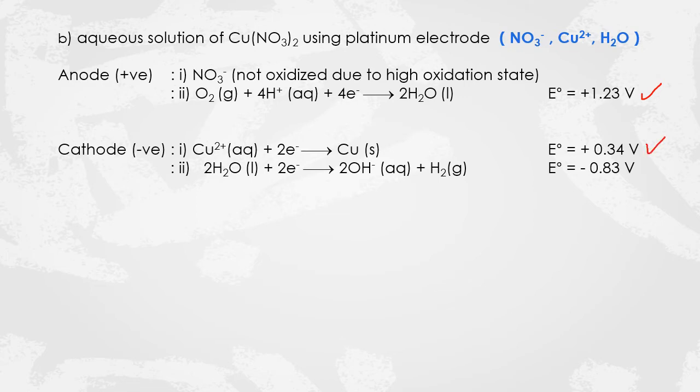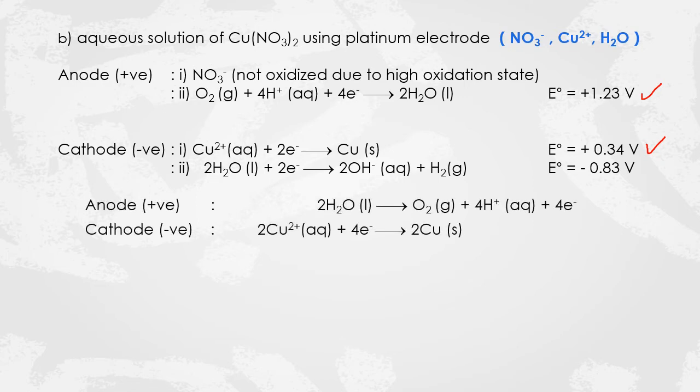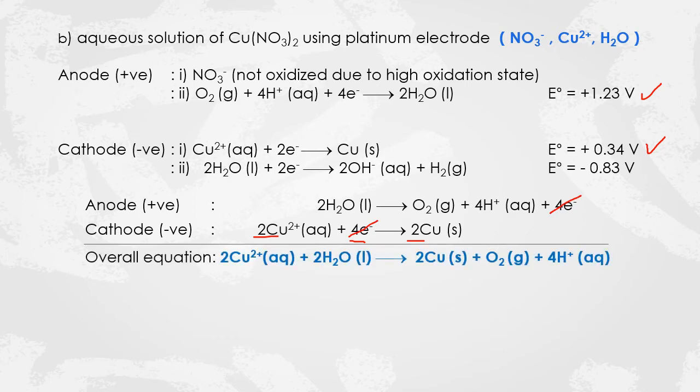So if we combine these two, we're going to have it like this. In order to cancel out the electron, we need to first times the whole equation of Cu2+ to become Cu with 2, so that we can cancel these electrons out. And lastly, our overall equation will be like this.